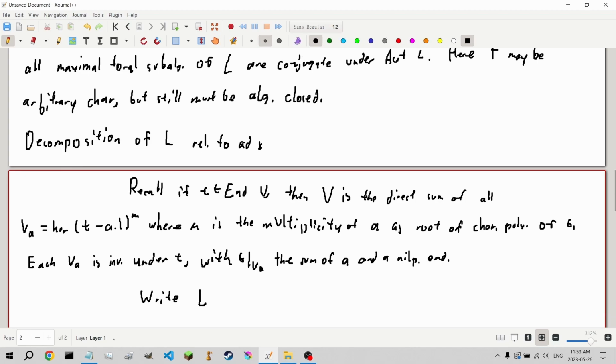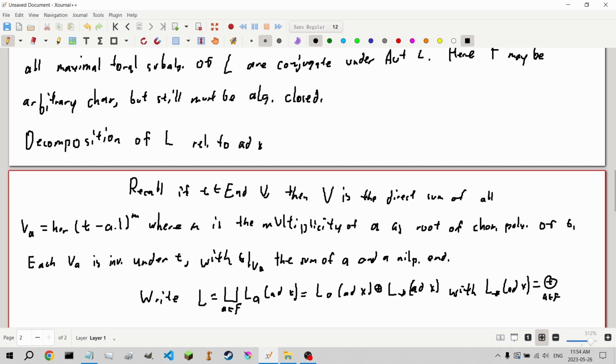So we're going to write our L as the sum across a being elements of our field of such L_a of our adjoint of x, which is L_0 of the adjoint of x, plus what we're calling L star of the adjoint of x, with L star of the adjoint of x being the direct sum of a in F non-zero of these L_a of adjoint x. So essentially it's everything that L_0 doesn't cover.